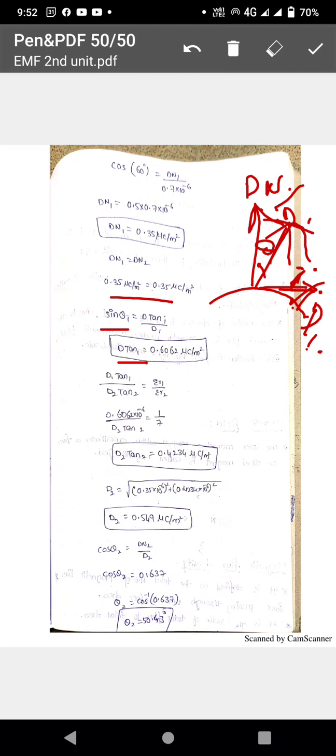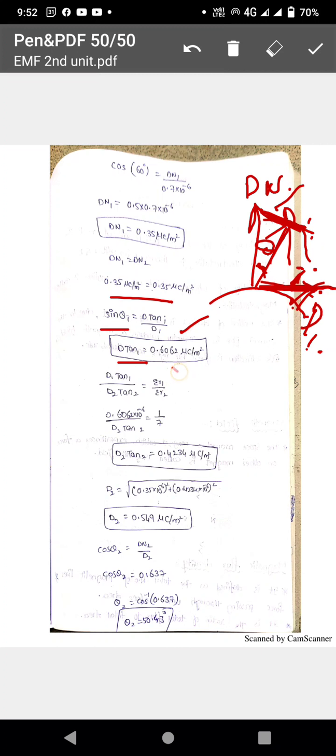That is sin theta 1 equal to D tan 1 by D1. We can write D tan 1 by sin theta 1. If you apply the theta here, the opposite side is D tan 1. The opposite side is here. These two are parallel. D tan 1 by D1 we can write.